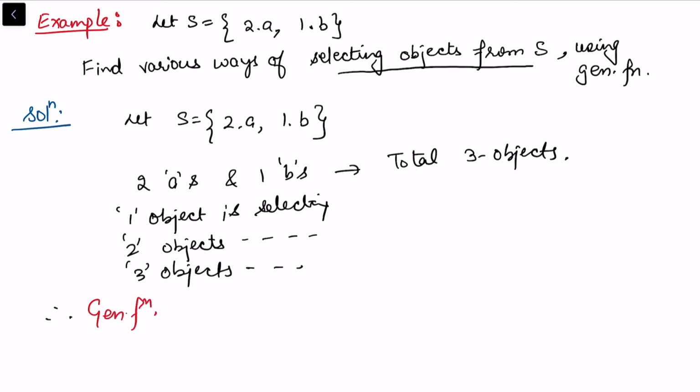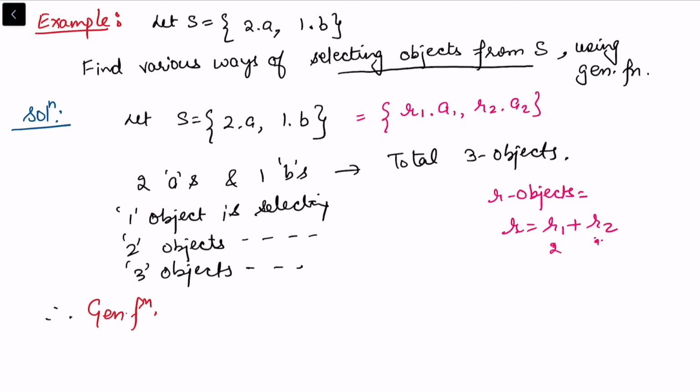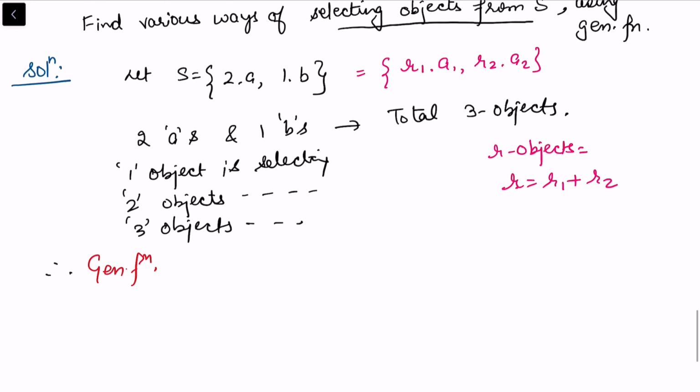In fact, in my multi-set notation, I have given you R1 into some object, and then R2 into some object. So when we say R objects are selected, it means the sum should be R1 plus R2. When we say 1 object is selected, either R1 is 1 or R2 is 1. If R is equal to 2, then either both are 1, or R1 is 2, or R2 is 2. This is the general notation for the multi-set. You can refer to this in my previous video.